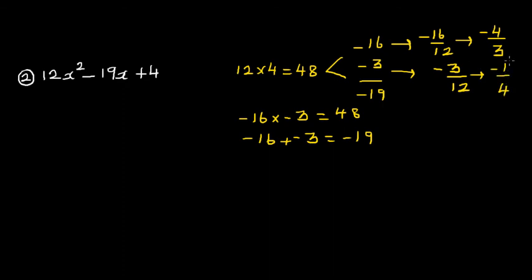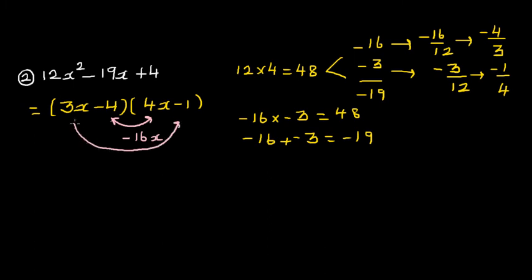The bottom number tells you the coefficient of x, and the top number tells you the constant. So directly you can write the factors like this: start from the bottom, 3x minus 4 and 4x minus 1. Always good to confirm. Minus 4 times minus 1 is plus 4, and 3x times 4x is 12x squared. To confirm the middle term, this is minus 16x and this is minus 3x, and that gives you minus 19x.